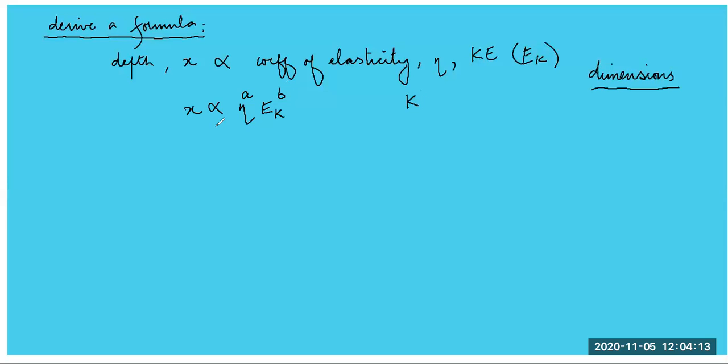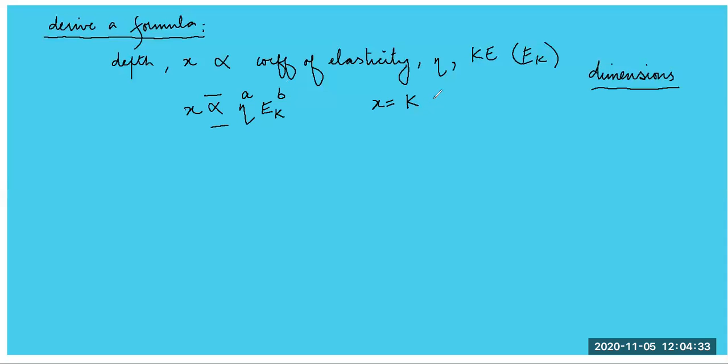From 10th standard, whenever you want to get rid of proportionality, you have to introduce a constant of proportionality. So let's say x is equal to k. We don't know what k is. This is a limitation of dimensional analysis. We don't know. Leave it. We don't know what k is, so we need not give a power to it.